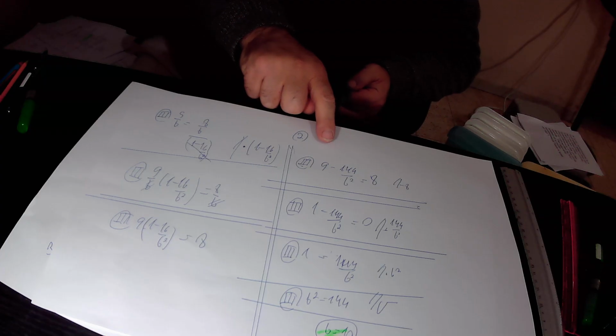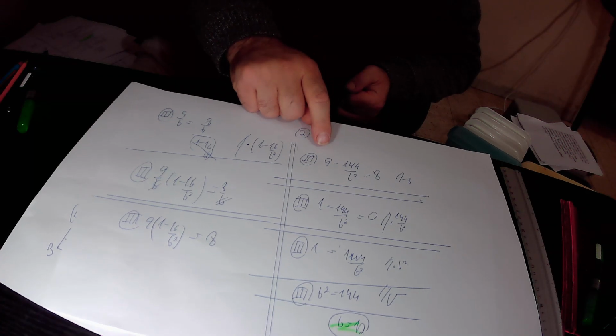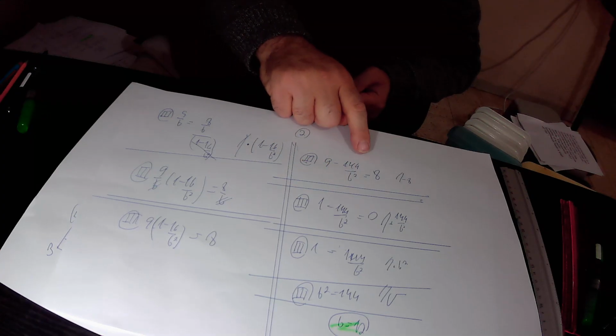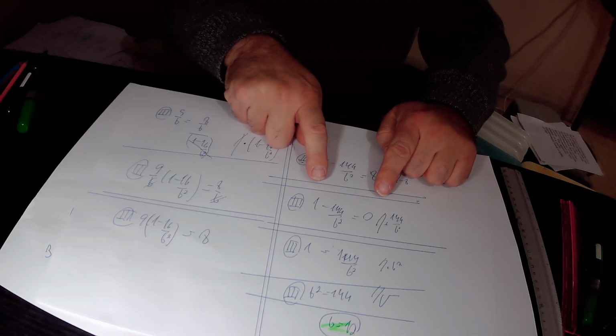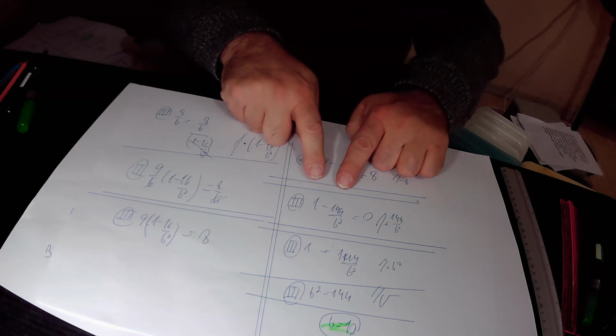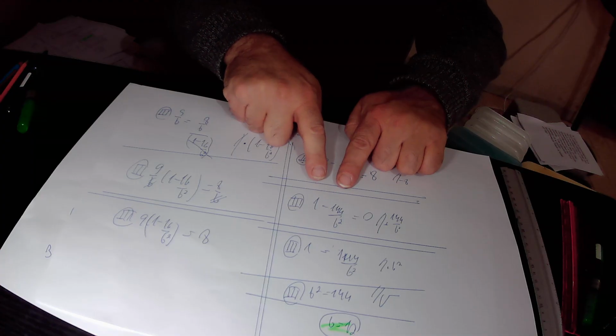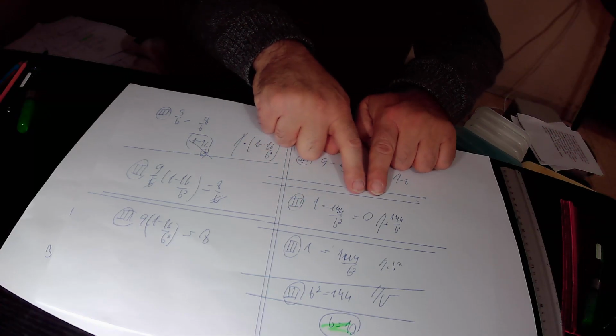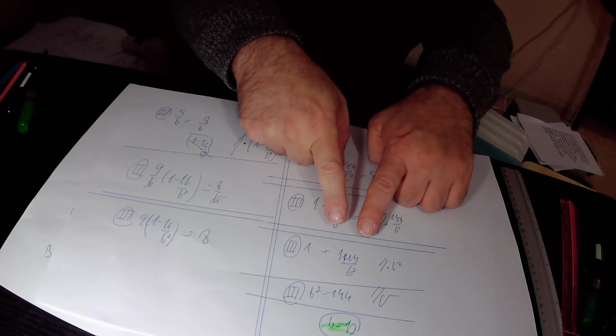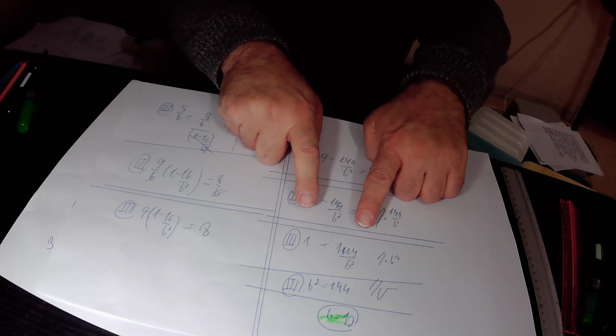Here we subtracted 8 from this equation. 9 minus 8 is 1, so on this side of the equation we have 1 minus 144 over B squared, and 8 minus 8 is 0. So we found out that 1 minus 144 over B squared equals 0. Here we added 144 over B squared to this equation. 144 over B squared minus 144 over B squared is 0, so here we are left only with 1. Zero plus 144 over B squared equals 144 over B squared. So we found out that 1 equals 144 over B squared.